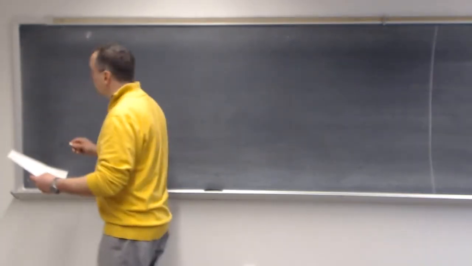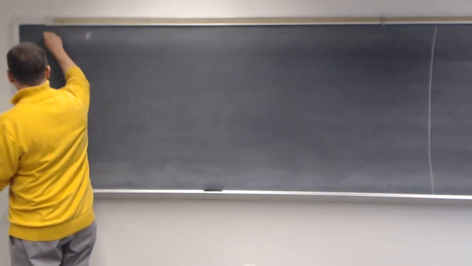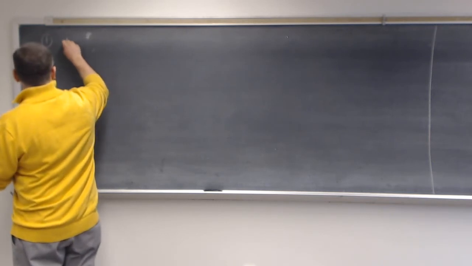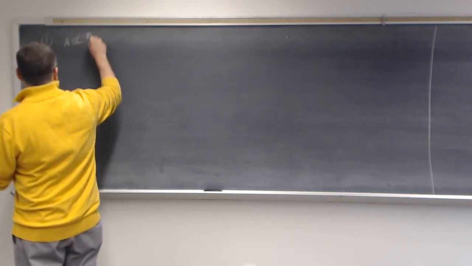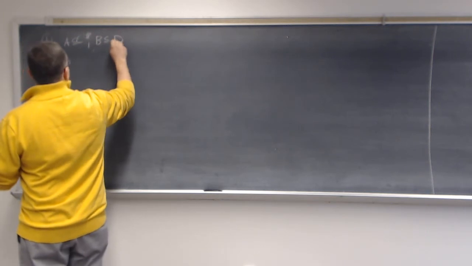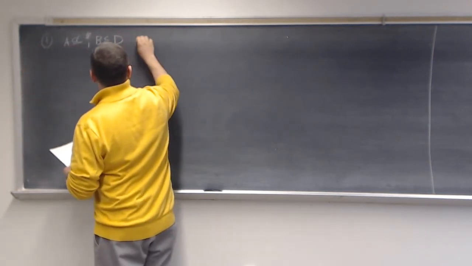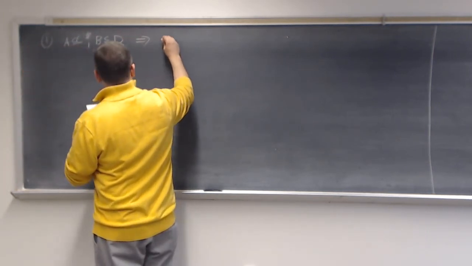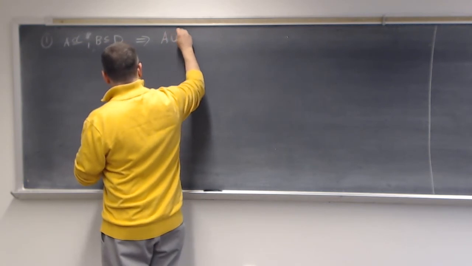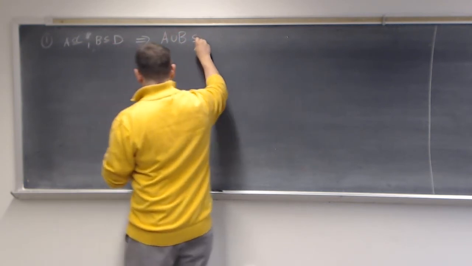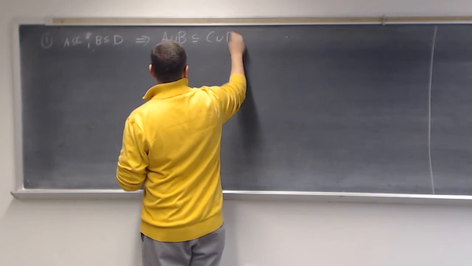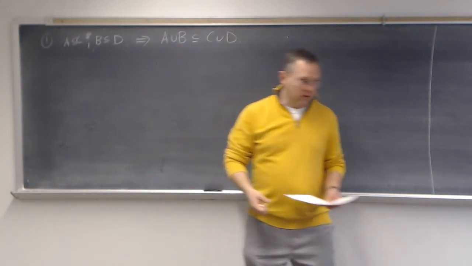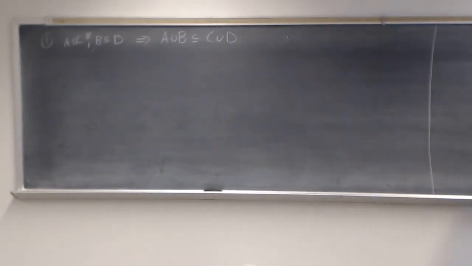Okay, so let's go over the answers from quiz 6. Number 1, you have A is a subset of C, B is a subset of D. Prove that this implies that A union B is a subset of C union D. Okay, so some common mistakes.